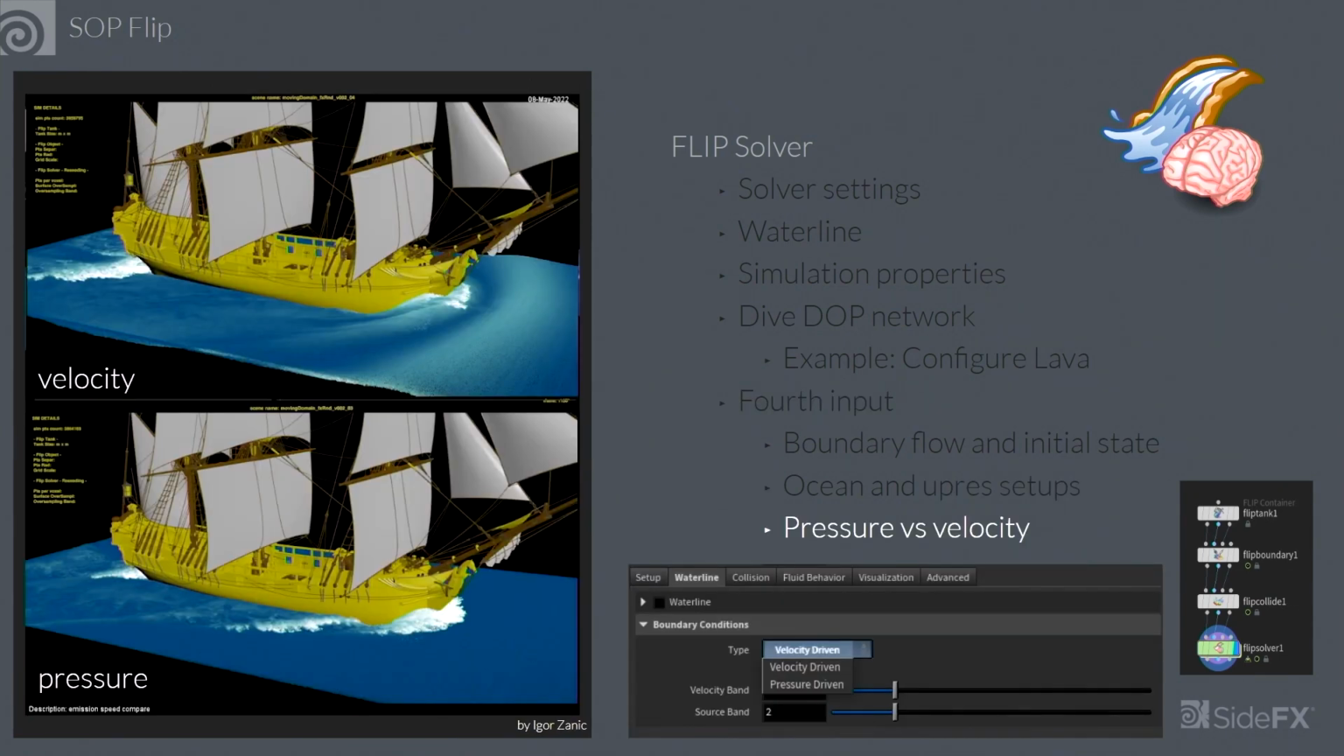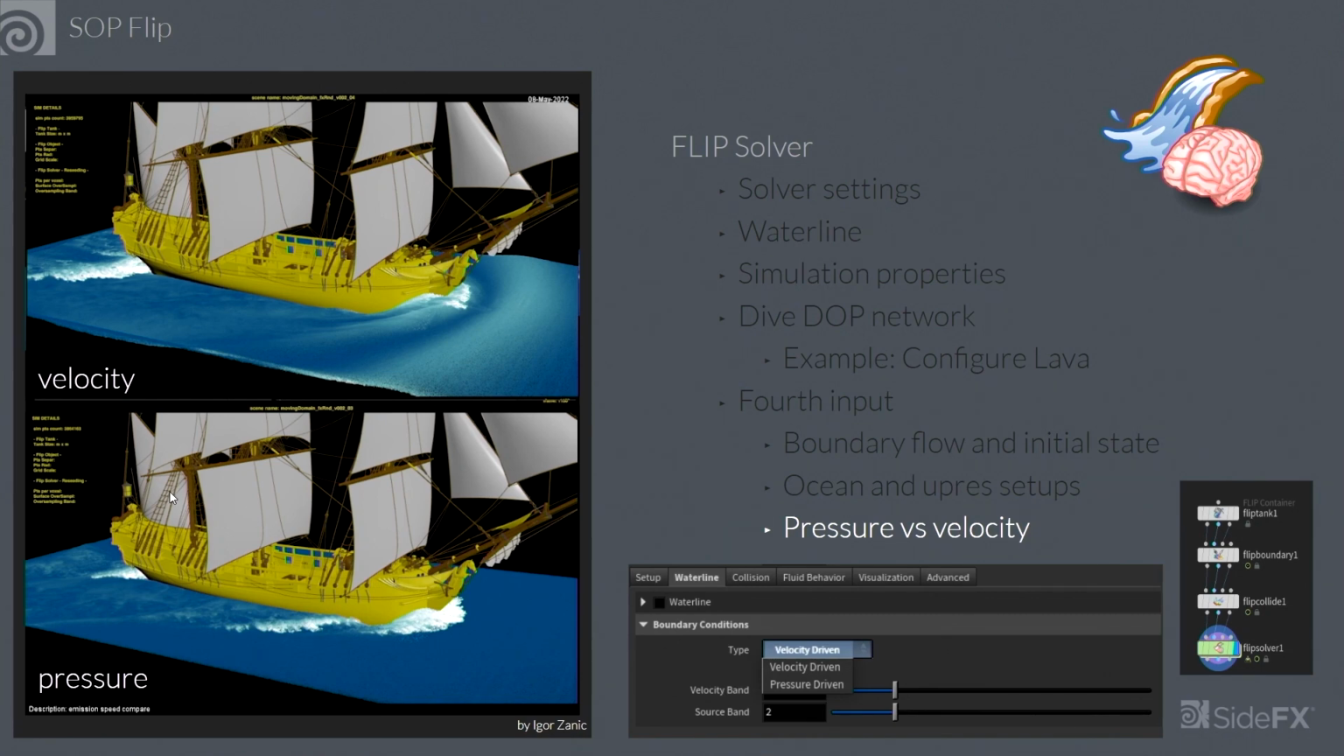So with the boundary, similar to the sources where you had the option to set it as a velocity or as a pressure, now you can also set whether you want to enforce the boundary as a velocity or as a pressure. And why you might want to do it.